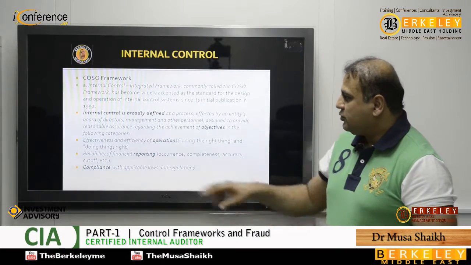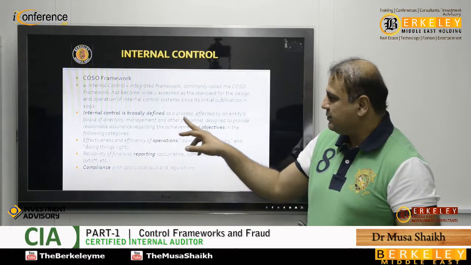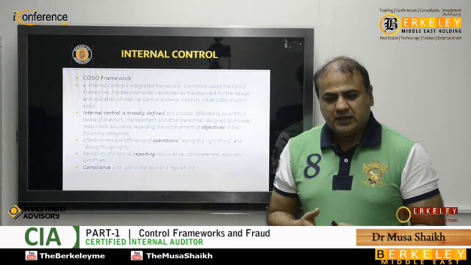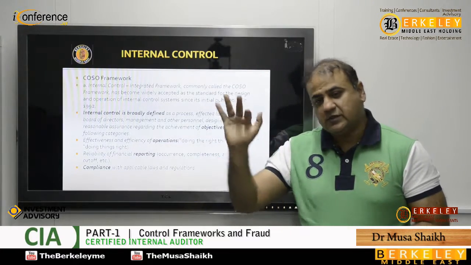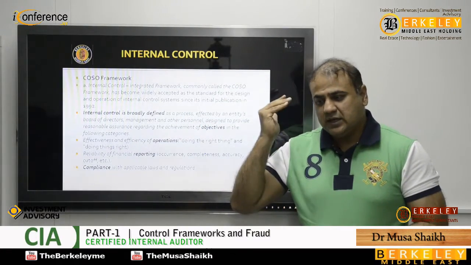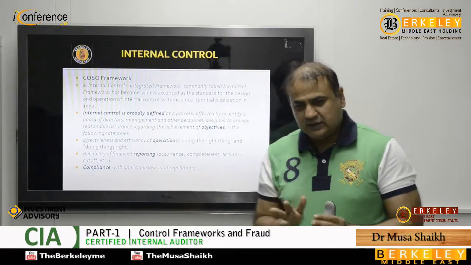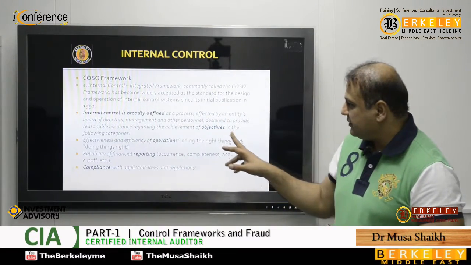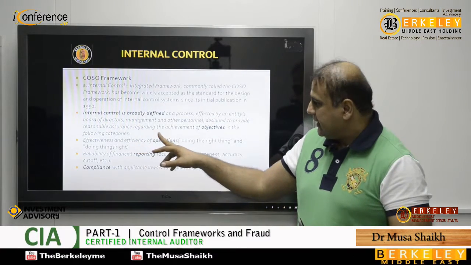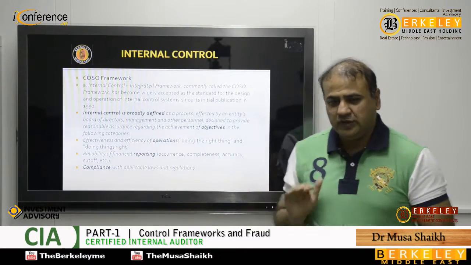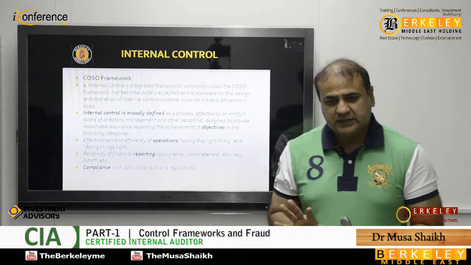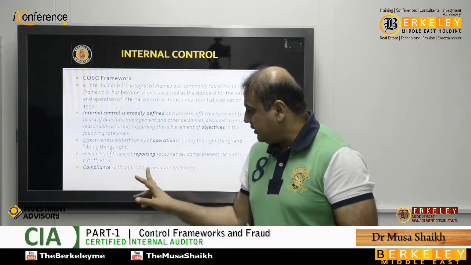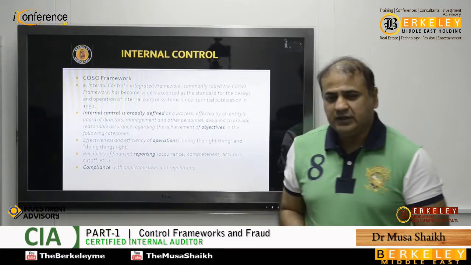What is COSO? COSO defines internal control as a process. When we say process, it is always continuous in nature. There are some questions in the exam, such as which of the following is a process, or which of the following is continuous monitoring. These are some small words. It is affected by an entity's board of directors, management and other personnel, designed to provide reasonable assurance regarding the achievement of objectives in the following three categories: first is effectiveness of operations, then compliance with applicable laws, and the reliability of financial reporting.